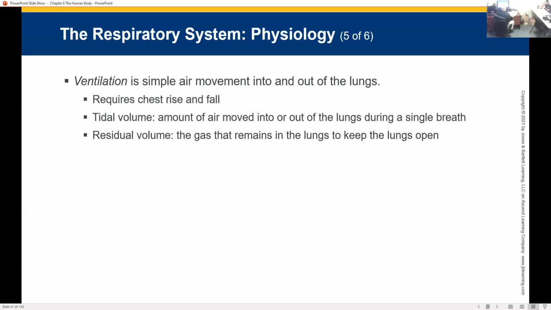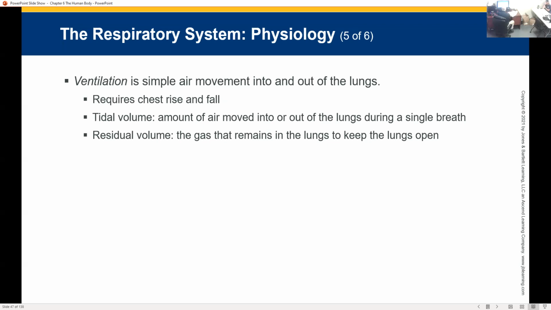All right, ventilation is simply, as it says here, moving air in and out of the lungs; the chest has to rise and fall. Now, let's talk a little bit about tidal volume, and you will see tidal volume on the test also. The tidal volume normally is about 500 in a normal person, and what I mean by that is 500 cc's or 500 milliliters.